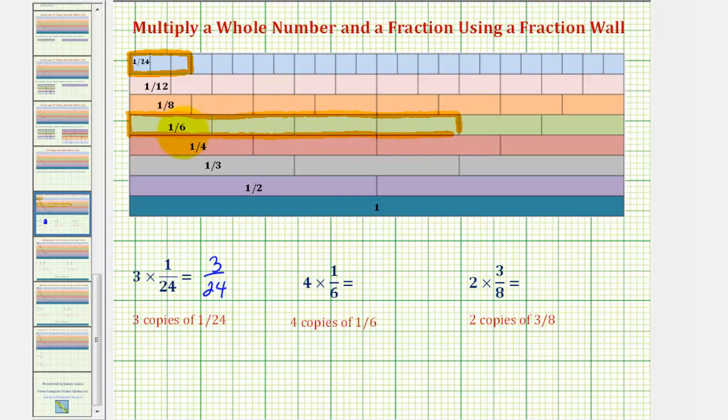Again, if we enumerate or count the number of 1/6 rods, we have 1, 2, 3, 4 of them. So the length of this rod would be 4/6, which is our product.